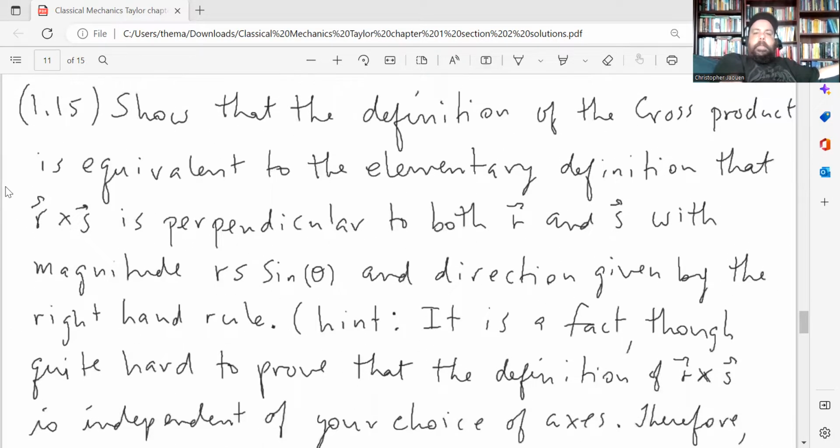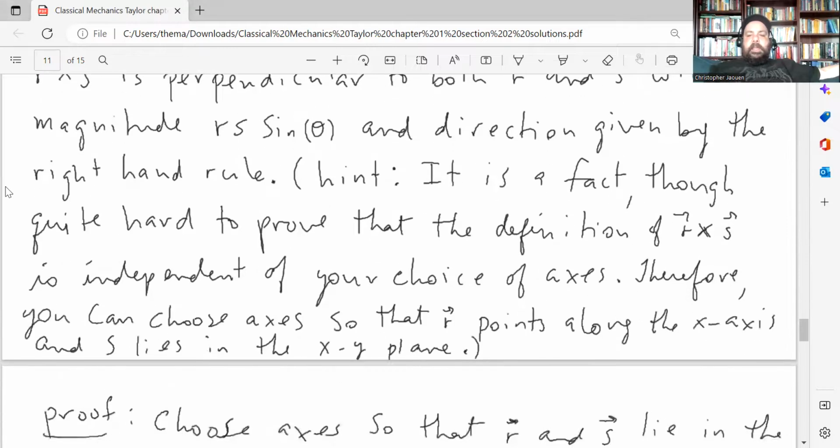All right, this is the last problem that he asks us to do in the chapter for section 1.2. Show that the definition of the cross product is equivalent to the elementary definition that R cross S is perpendicular to both R and S, with magnitude RS sine theta and direction given by the right-hand rule. And then he gives us a hint. It says it's a fact, though quite hard to prove, that the definition of R cross S is independent of your choice of axes. He doesn't actually ask us to prove that, thankfully. So we won't prove that it's true. We'll just assume that it is.